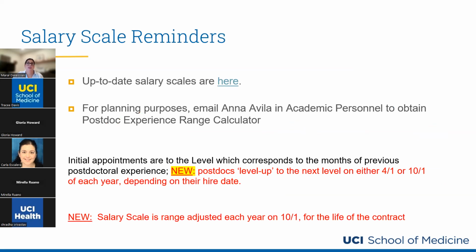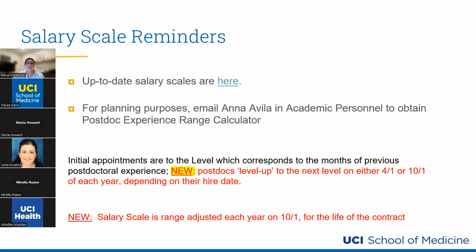Just a reminder on salary scales, I've linked directly to the scale here. Another reminder is if you would like assistance on planning the progression of your postdoc throughout the salary scale over time, if they have a 2-year or maybe 3-year appointment, you can email Anna Avila in academic personnel, and she can give you a postdoc experience range calculator. It's an Excel spreadsheet, and you punch in all the data, and then it spits out the different salary levels and level increases that may occur over the postdoc's appointment timeframe.